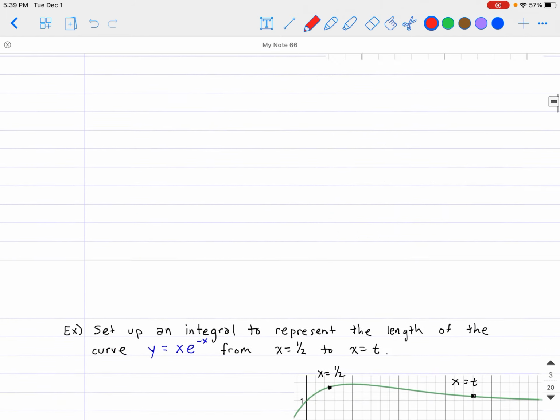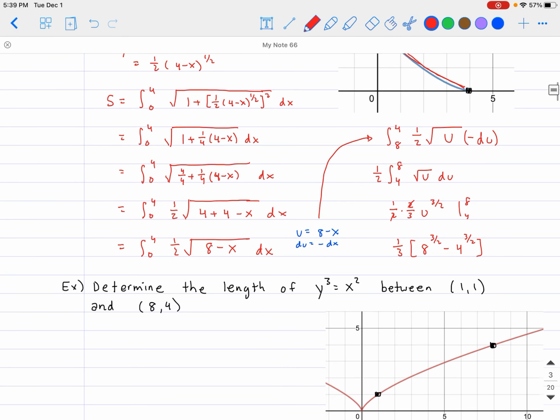Oh, wait, I think I skipped a whole bunch. Okay, good thing we didn't lose that. So let's see, 1/3, this part right here. I don't think it's going to come out nice, so I think we'll just leave it as 8 raised to the power of 3/2.